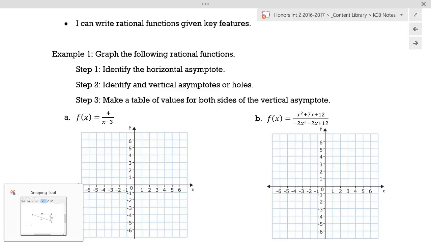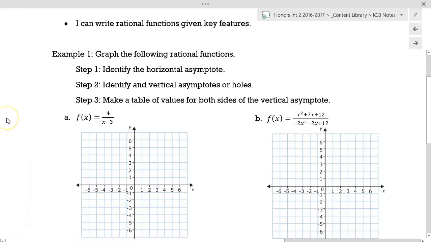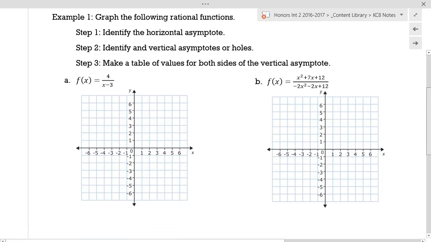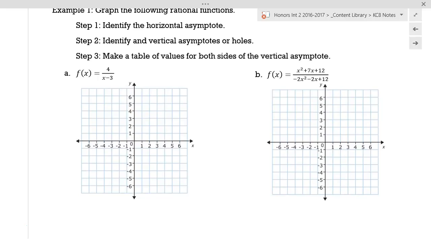Alright guys, welcome back. Today we are going to be looking at graphing rational functions. If I look at example 1, or looking at some examples, graphing rational functions is kind of putting together everything we've done so far. I need to identify the horizontal asymptotes, I need to identify the vertical asymptotes and poles, and then I need to just kind of figure out where my graph is going to be. Okay? So it's kind of like just what we were doing yesterday, kind of putting the two parts together.